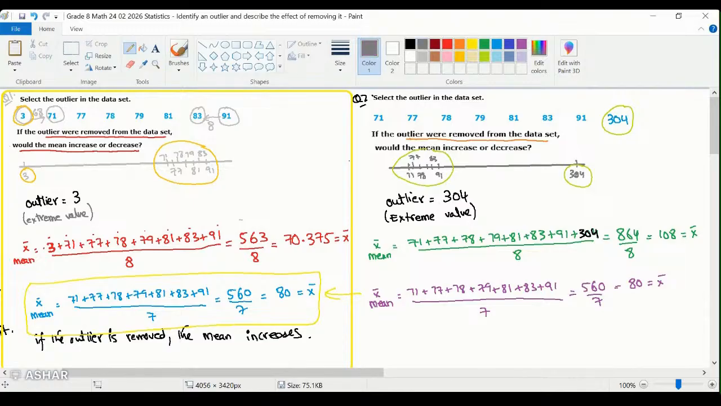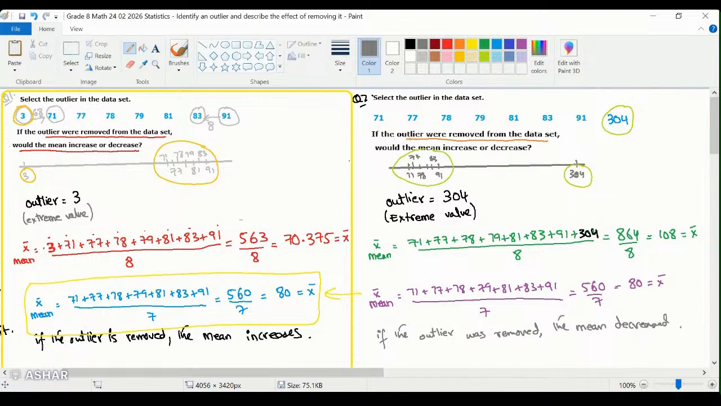Okay. In this case, if the outlier was removed, what happened to the mean? The mean decreased.